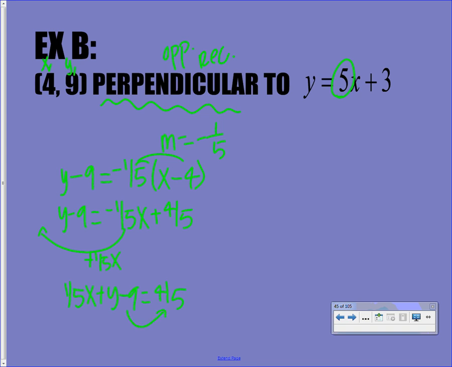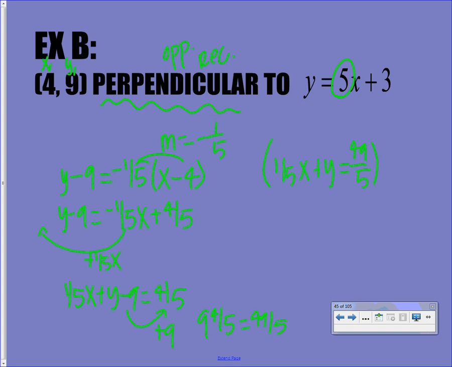Okay, I'm going to move my number over, so I'm going to add 9. So that's going to give me 9 and 4/5. So if I turn it into an improper fraction, 9 times 5 is 45, plus 4 is 49/5. So then I've got 1/5 x plus y equals 49/5. Again, if you leave them as improper fractions in terms of fifths, then everything should cancel out really nicely. So that's kind of a nice little trick to see if you're doing things right.